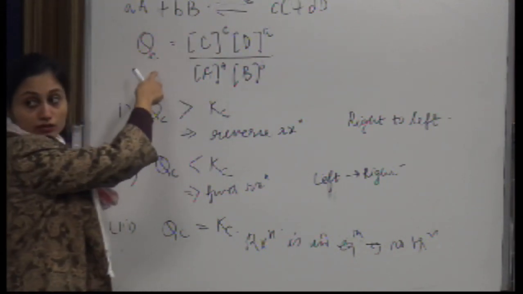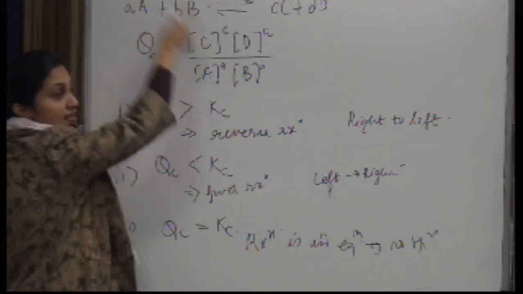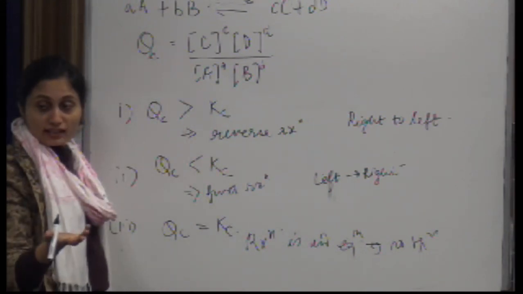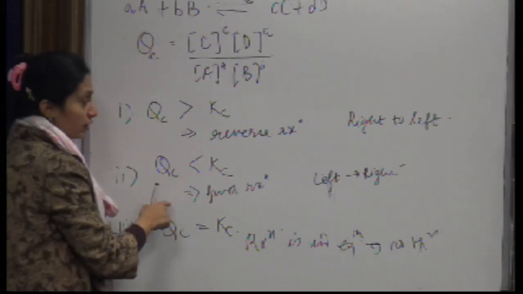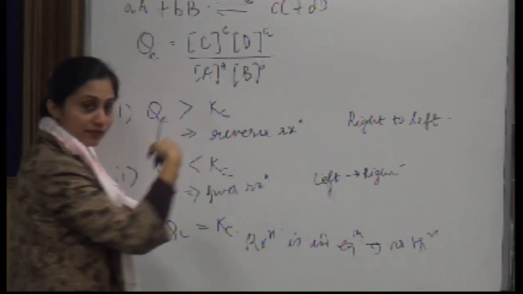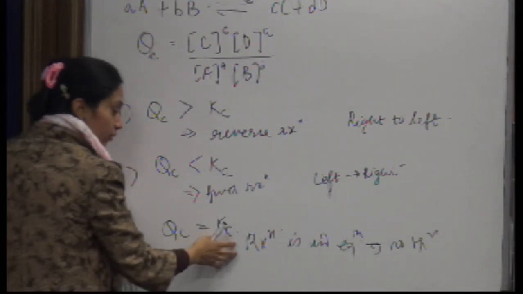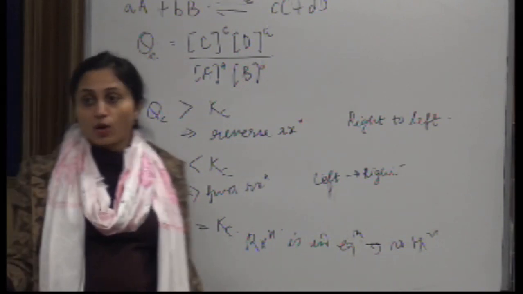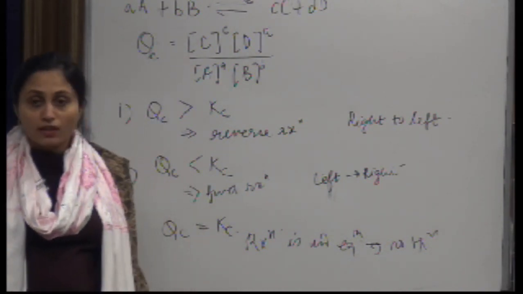But if QC is less than Kc, QC less means my products are now less and reactants are more. तो अगर QC मेरा कम है, इसका मतलब मेरे reactants ज़्यादा हैं, और अगर मेरे reactants equilibrium वाले से ज़्यादा हैं, then in that case I have to move in the forward direction. So then I will have the direction from left to right. And if QC is equal to Kc, then the reaction is said to be in equilibrium, because agar saari concentrations are the same as the concentrations at equilibrium, then there will be no reaction.